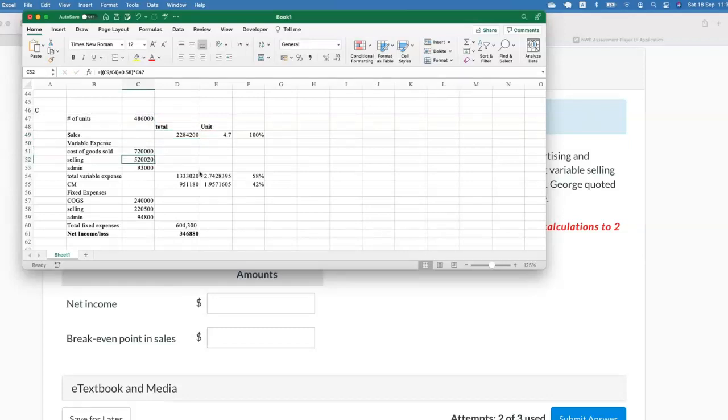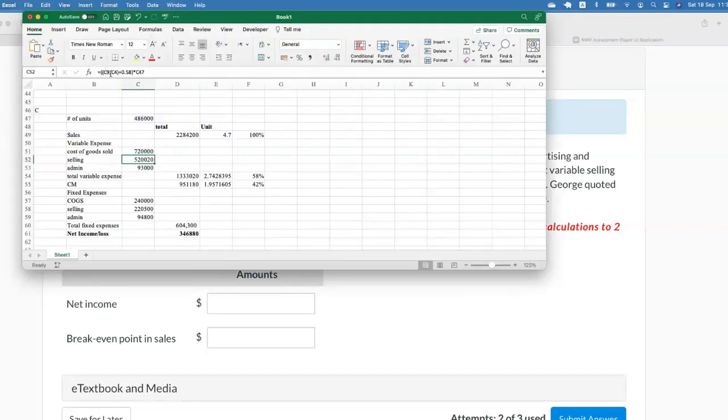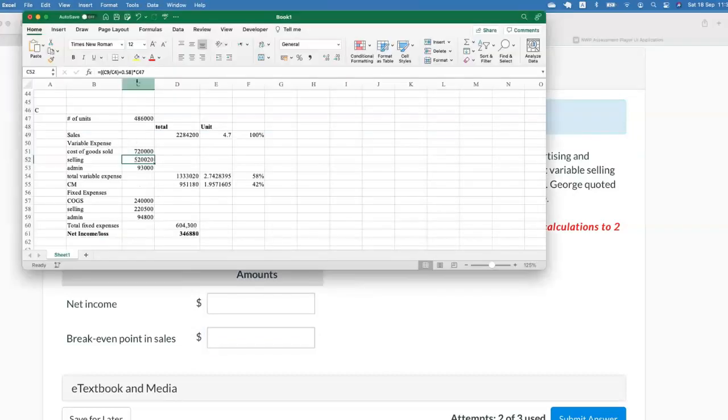Selling expense went up. Here I took the unit selling expense, then I added 0.58. Why? It said the selling expense went up 58%. Why don't you just take the total and multiply by 58? Here I took the unit selling expense and I added 0.58 to the unit selling expense. Increase unit variable selling expense to 0.58. Then I multiply. Right, just take the total. You had the total before. Try that.